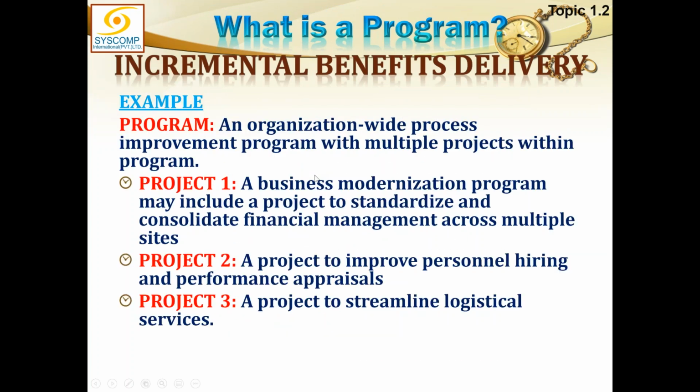Another example, an organization-wide process improvement program with multiple projects within the program. Project 1, in a business modernization program, may include a project to standardize and consolidate financial management across multiple sites. Another project to improve personnel hiring and performance appraisal. And project 3 is a project to streamline logistical services. So there are three things you want to improve here. Project 1, 2, and 3, they are addressing all of these things. One is the financial management, other is the performance appraisal, and third is the logistical services. So they all come under the same program.